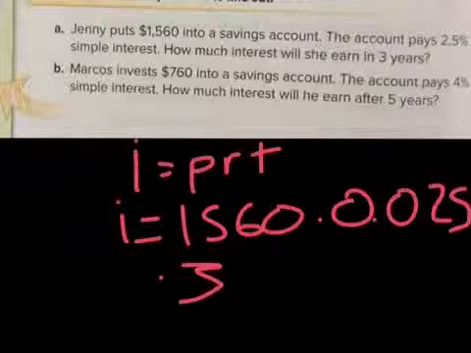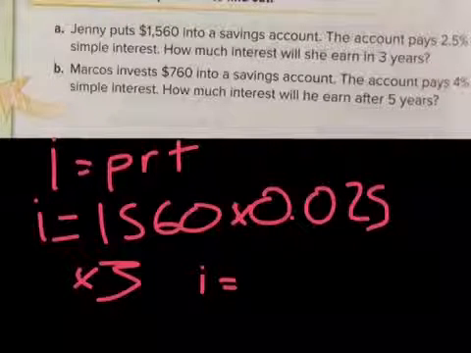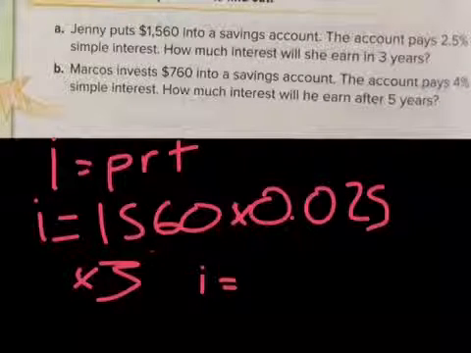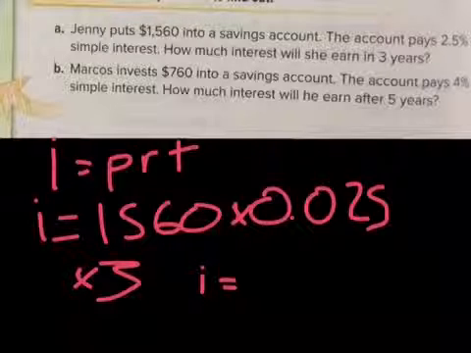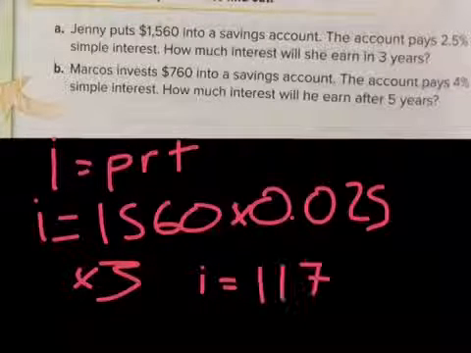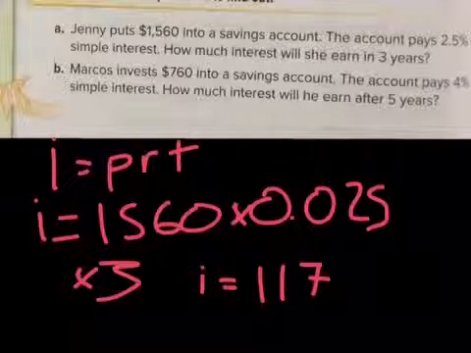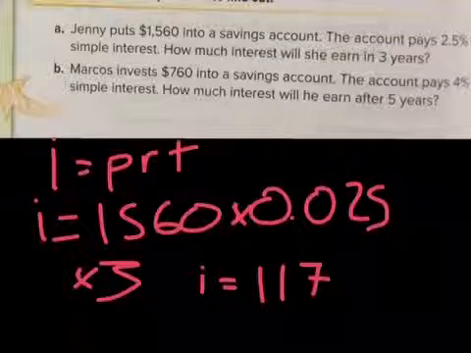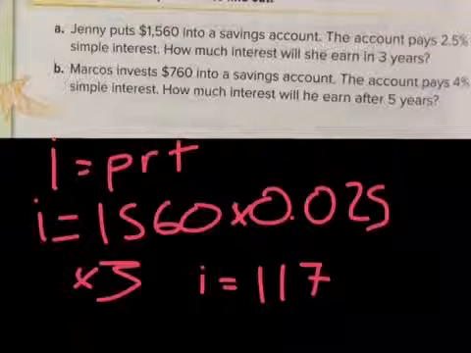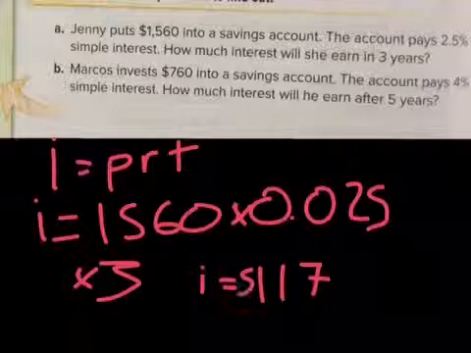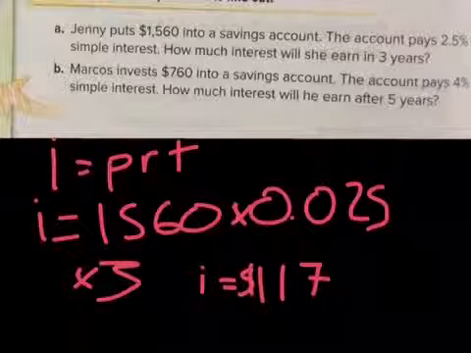Excellent work. What we simply have to do is multiply these three amounts together and we will have our interest. After you multiply, this will be your answer. And remember, this is in dollars, $117. So we should add the dollar sign. $117 of interest. Good job, Alfredo.